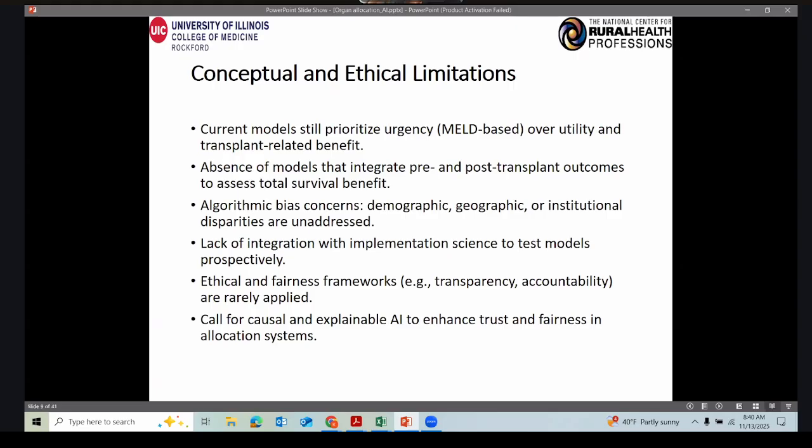Finally, this highlights the need for causal and explainable AI systems that don't just tell us what will happen, but also why it happened. If clinicians can understand the reason behind the prediction, they are much more likely to trust and adopt AI-based tools. In short, we can say that the goal is to make AI not just powerful, but also ethical, fair, and trustworthy in guiding organ allocation decisions.